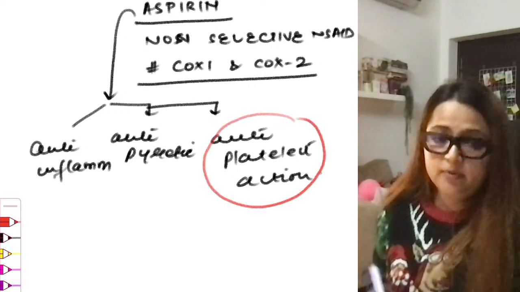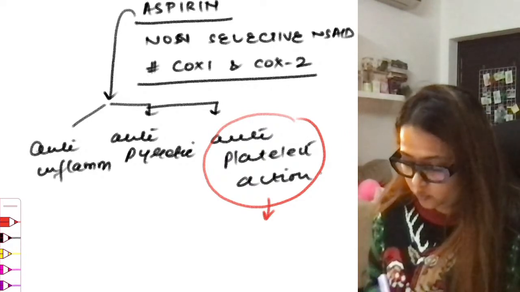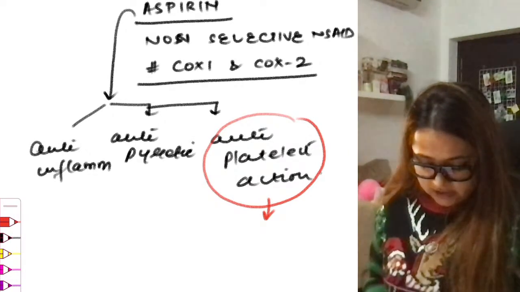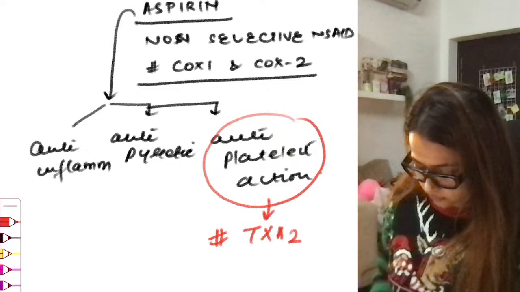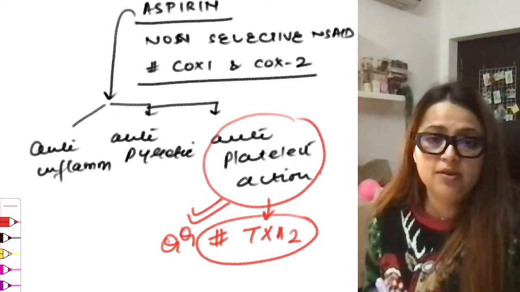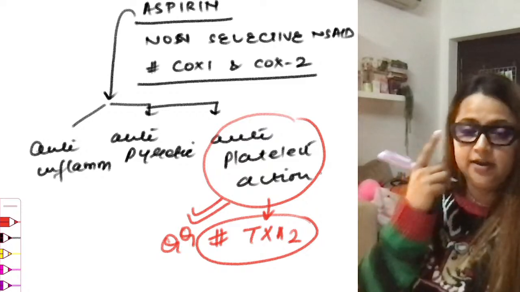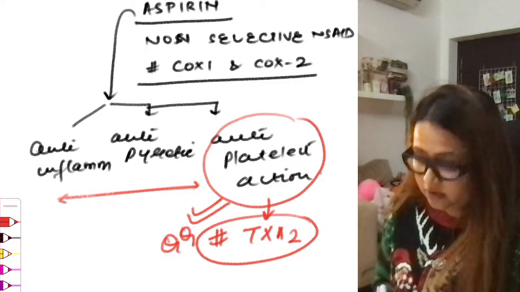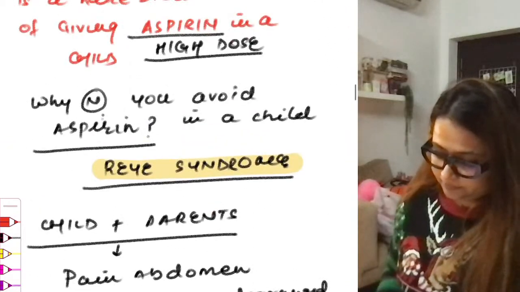Now you could be asked, okay, what is the reason for the antiplatelet action of aspirin? What confers the antiplatelet action to aspirin? Okay. Yes, Guruji. The answer is aspirin inhibits thromboxane A2. So inhibition of thromboxane A2. So mark this point. This is associated with the antiplatelet action of aspirin. All right. So these three actions are dose dependent. So you can read about it. Okay, different doses of aspirin will produce different effects. All right. Coming back.